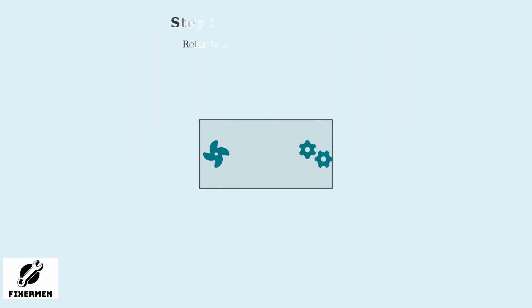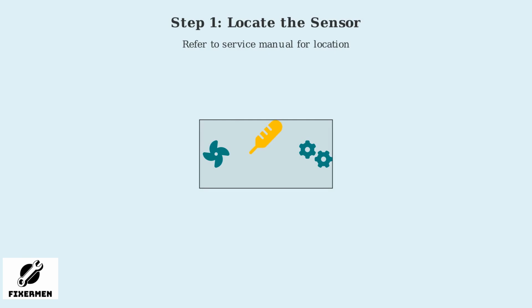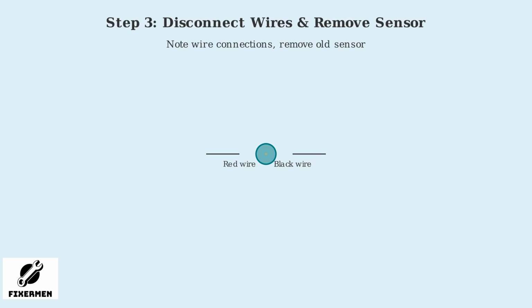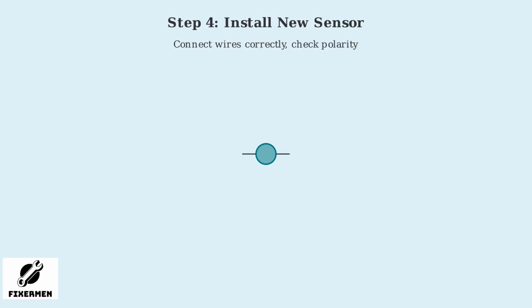First, locate the room temperature sensor in your Carrier window AC unit. Refer to your unit's service manual for the exact location, which is typically behind the front panel near the control board. Before starting any work, always unplug the AC unit from the power outlet to prevent electrical shock and ensure safety. Once the unit is unplugged, carefully disconnect the wires from the faulty sensor. Note the wire colors and connections for reassembly. Then, gently remove the old sensor from its housing. Install the new room temperature sensor, ensuring the wires are connected correctly.